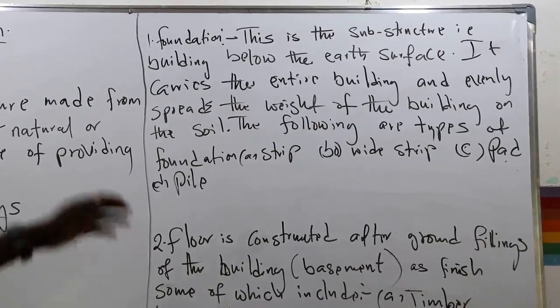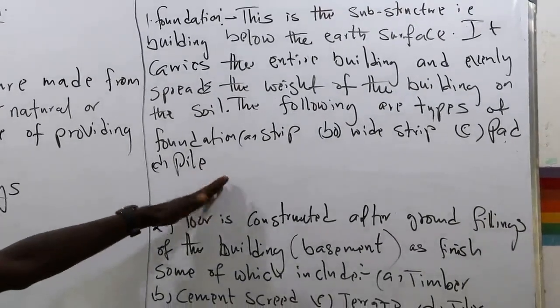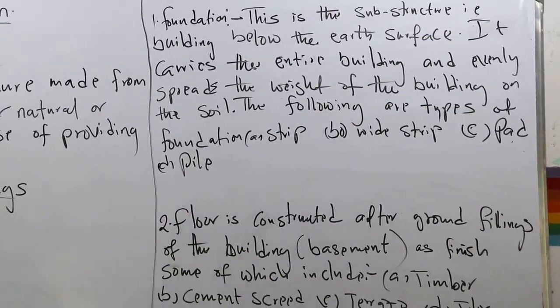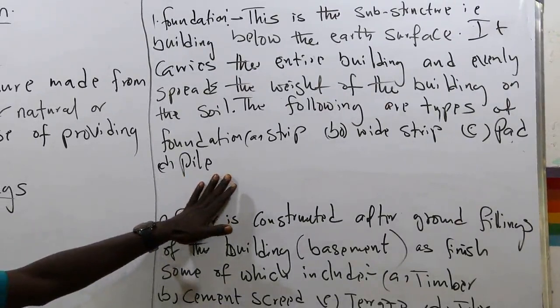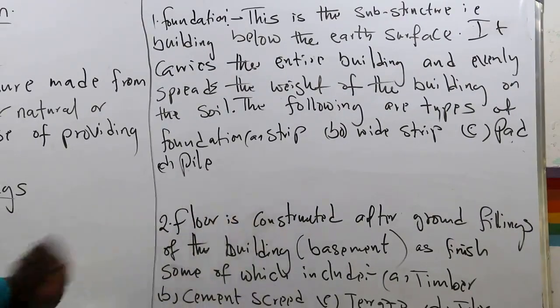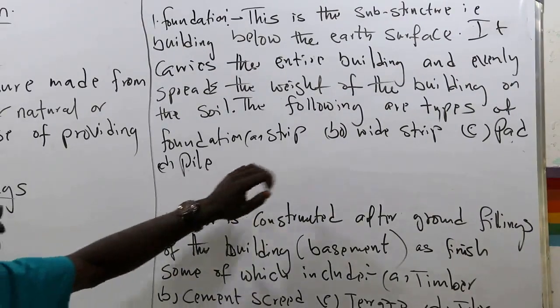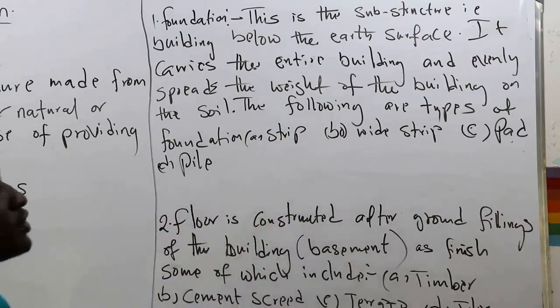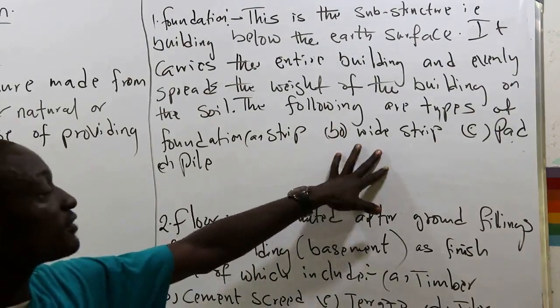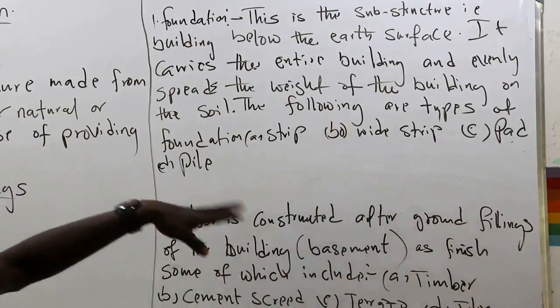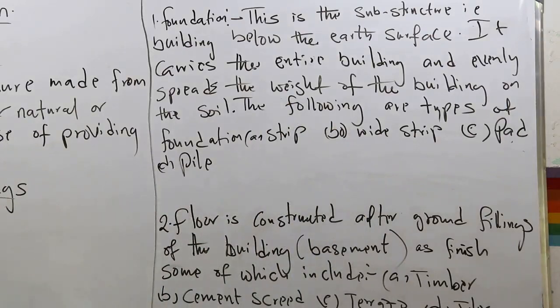The following are types of foundations that we have. It depends on the type of building to be constructed. So let's look at the common types of foundations that we have around. We have the strip foundation, the wide strip foundation, the pad foundation, and the pile foundation.